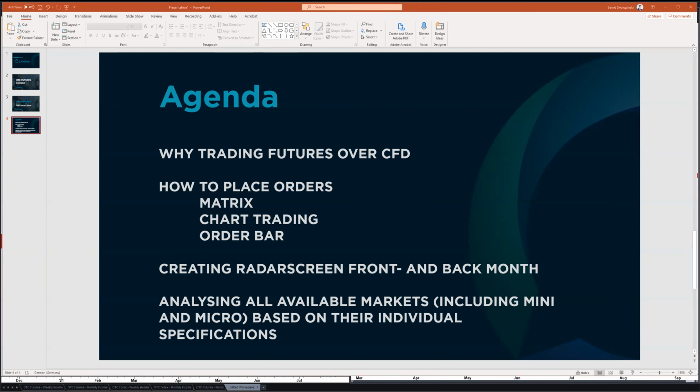Let me admit more people here. We're going to look at every single market and their individual specifications. What do I mean by specifications? Tick value, point value, expiration, first notice date, all these things for each and every market.